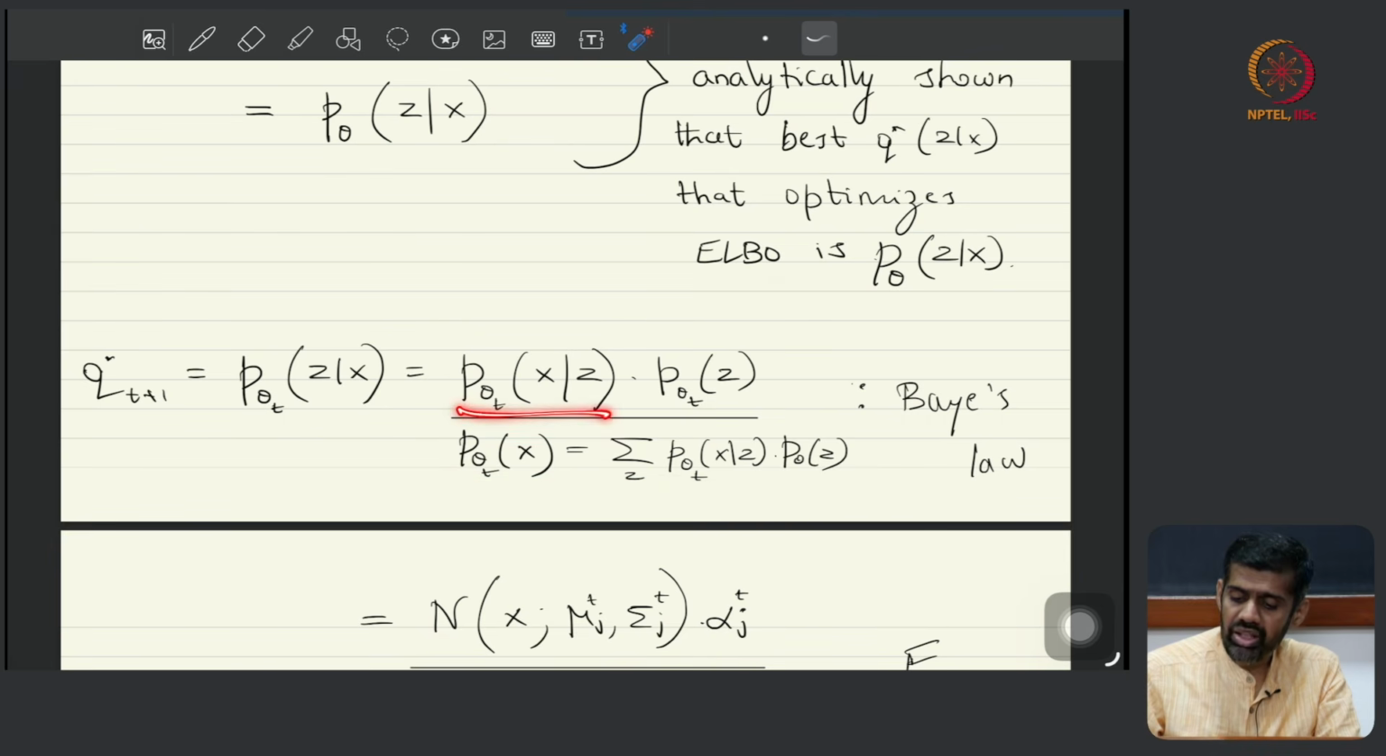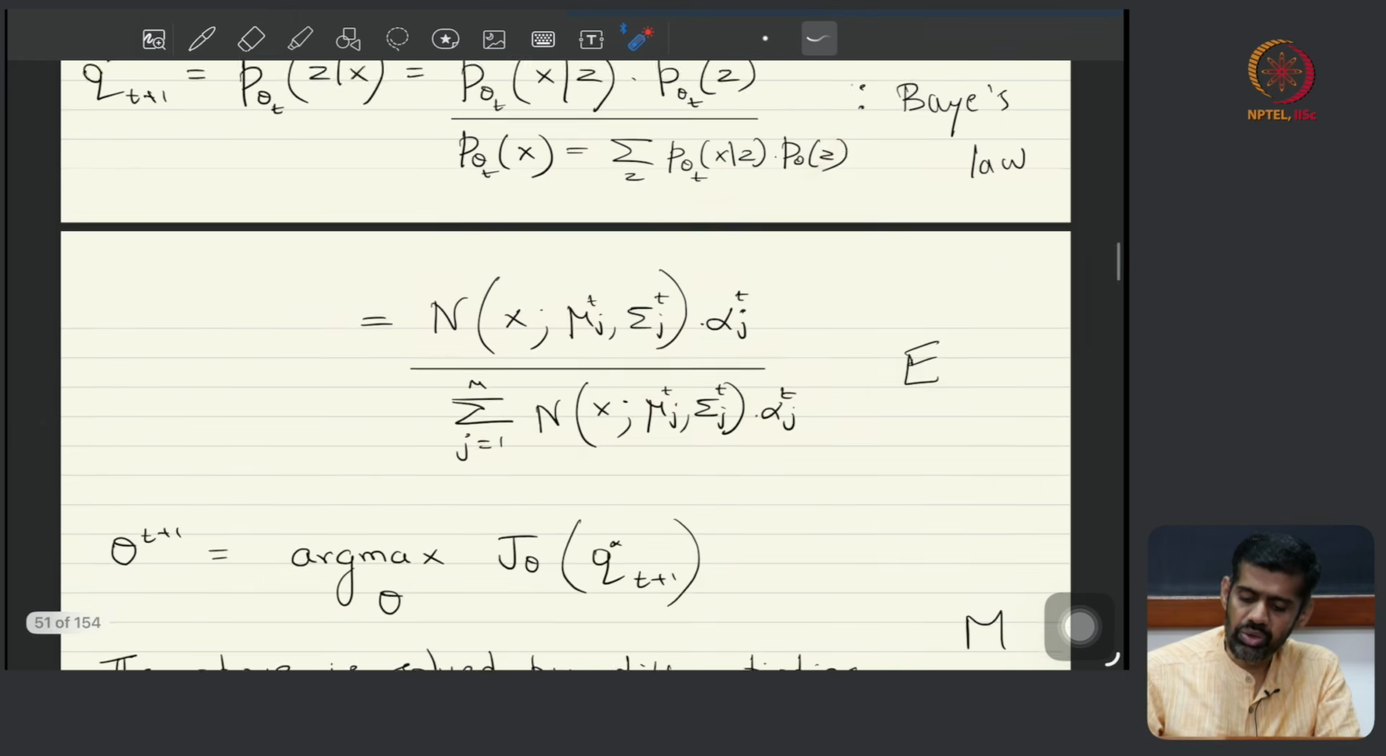Do we know p theta of x given z? We do, because we have assumed that to be a Gaussian, and at theta t we are assuming that we know what it is. Do we know p theta t of z? We know that as well, which is alpha t, the value of the parameters of this distribution at the t-th iteration. So we know everything in this expression, and therefore we can compute q star t plus 1.